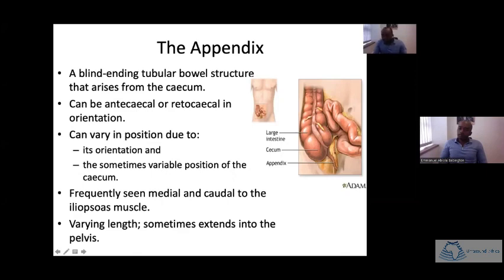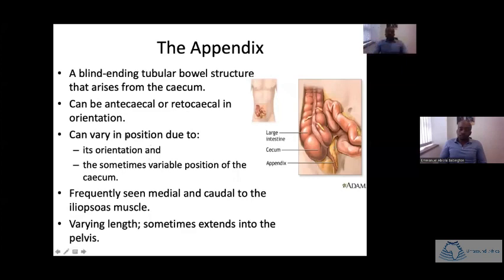In this area here, you can see the appendicular artery. You have the mesenteric fat. When the appendix gets inflamed, the fat gets inflamed too. The appendix can either be antececal or retrocecal in orientation.